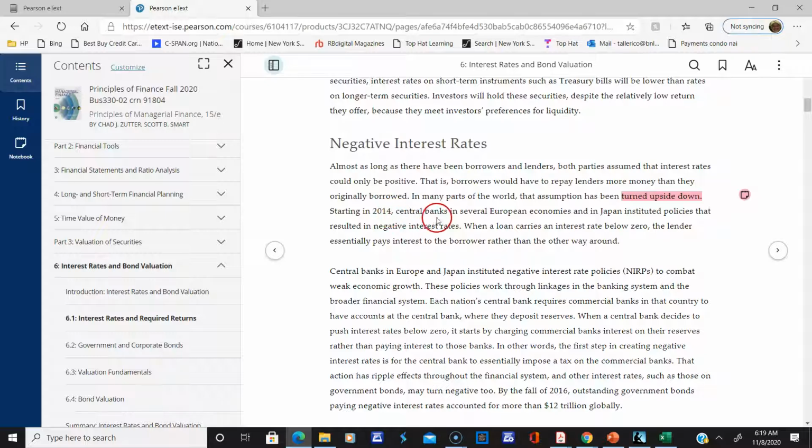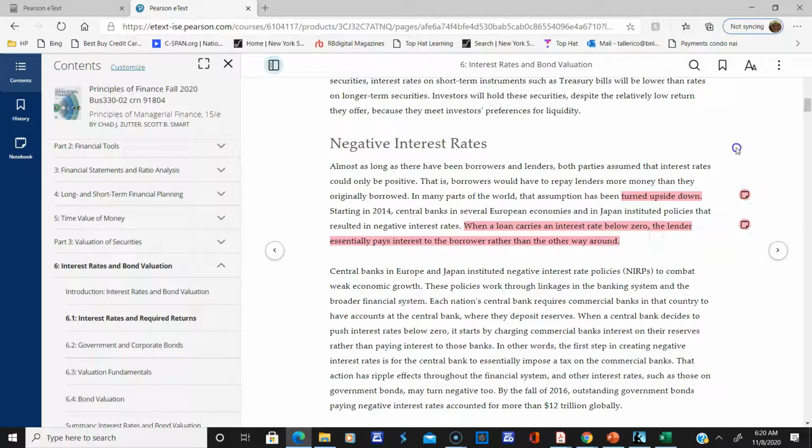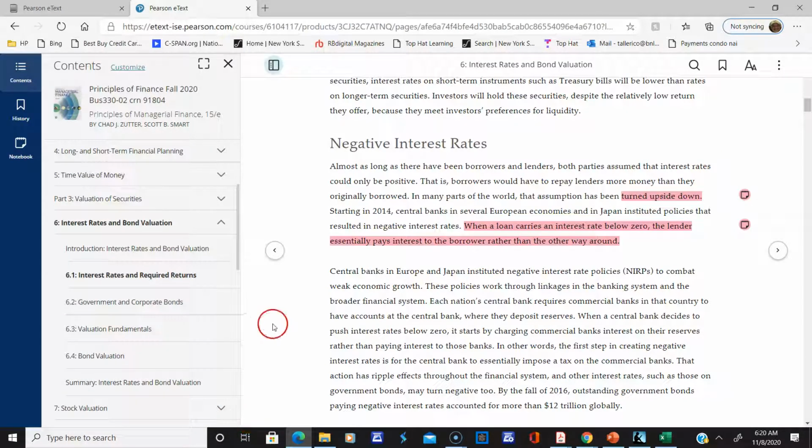So look what it says here. Central banks in several European economies and in Japan instituted policies that resulted in negative interest rates. When a loan carries an interest rate below zero, the lender essentially pays interest to the borrower rather than the other way around. That's because people are trying to avoid riskier assets and would rather pay someone to harbor their money in a safe asset. And these were called back then in Europe and Japan negative interest rate policies to combat weaker economic growth.